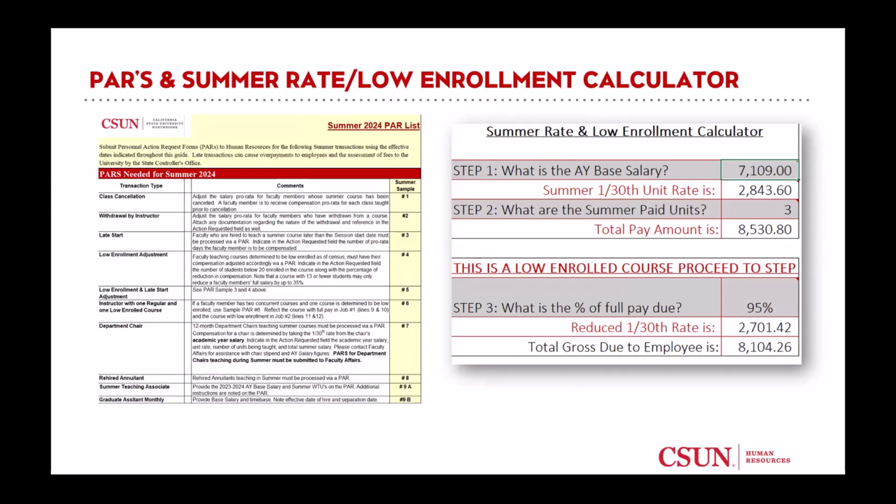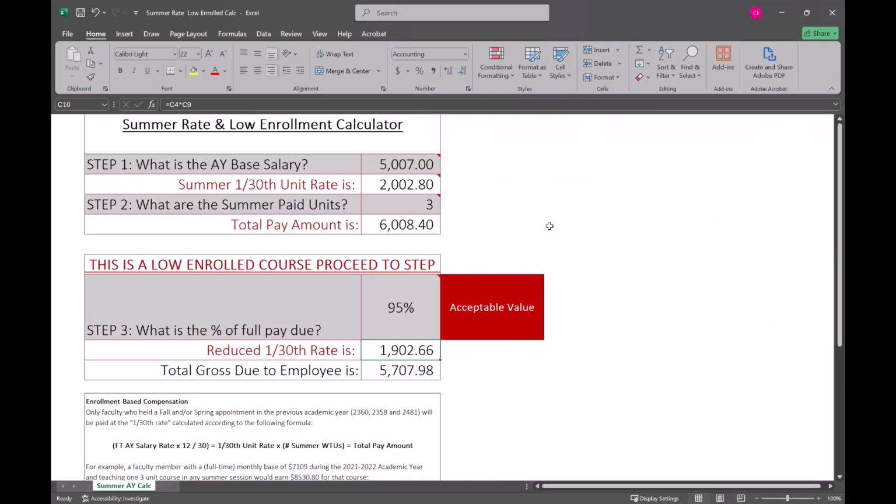Start with the summer rate low enrollment calculator. Can everyone see that? Or is it still showing the slide? We can see it. Okay, fantastic.